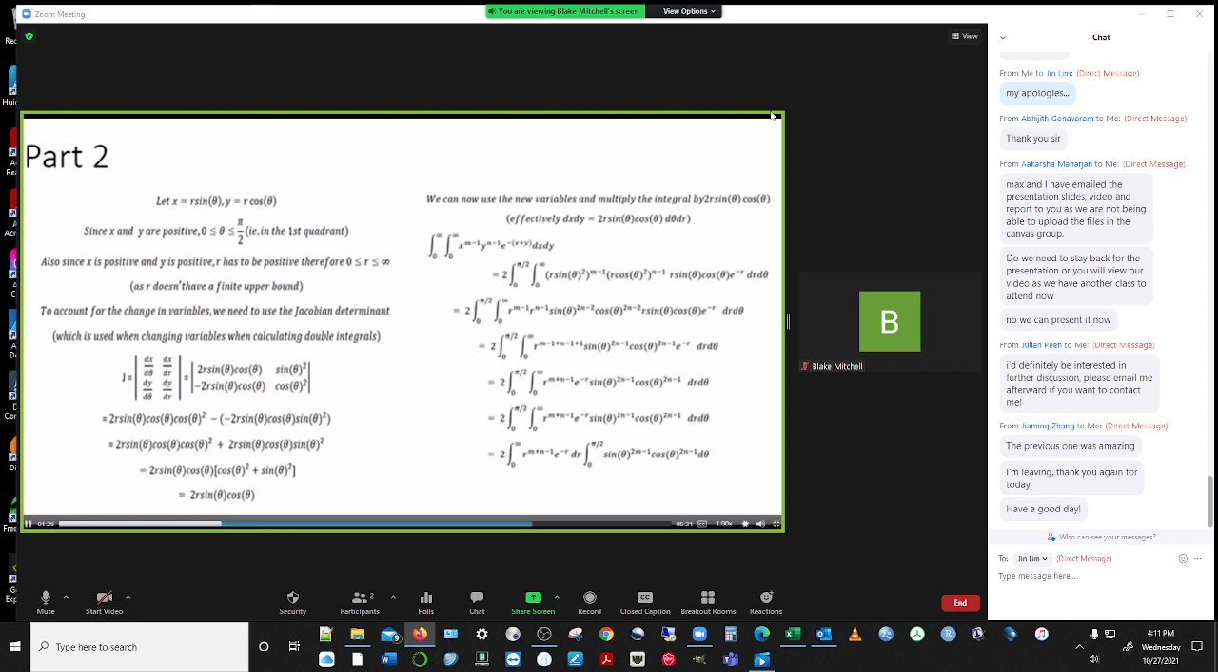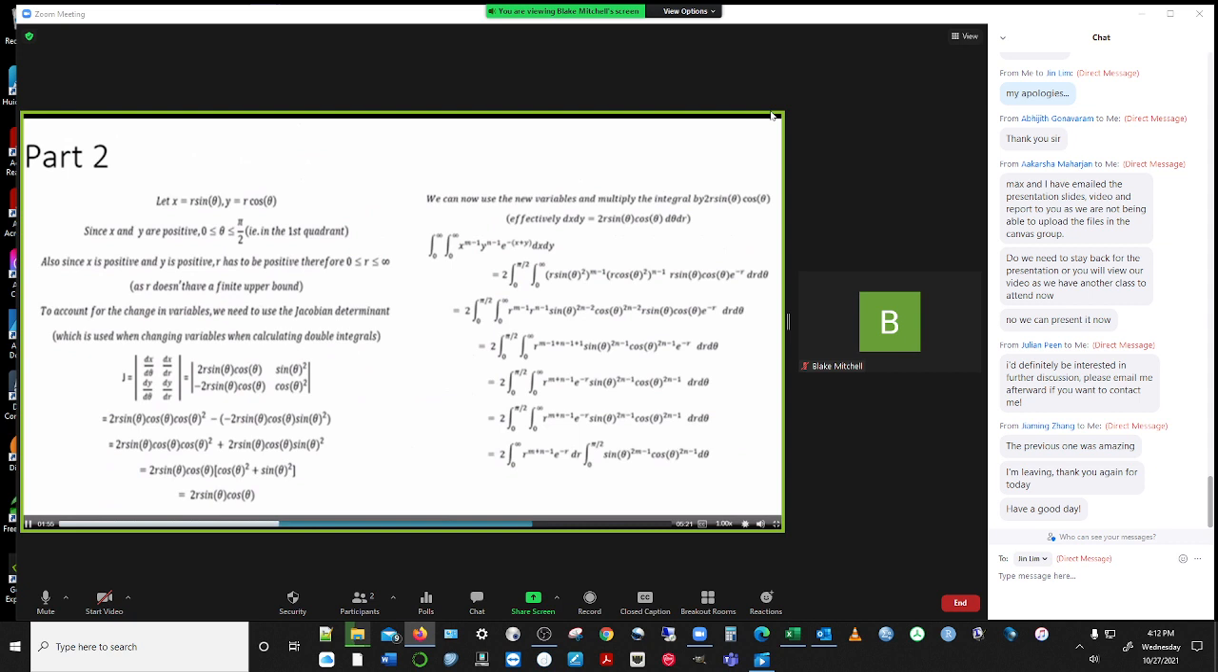Okay, so next we need to consider the dx dy in the new double integral. We can calculate this by using the Jacobian determinant, which is used when changing variables and calculating double integrals. So, for J, we're getting a matrix with derivatives, and after a couple of lines of working, we get dx dy is equal to 2r sine theta cos theta. So now we can input our new dx dy, which is of course r sine theta cos theta, as well as our new limits into our double integral.